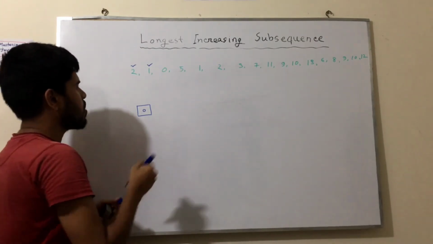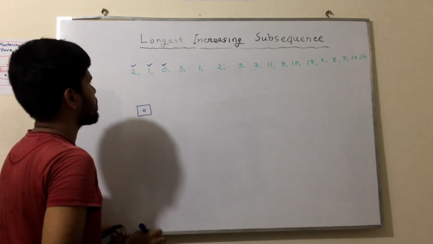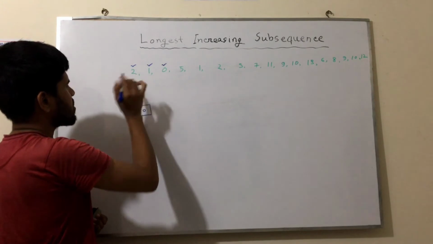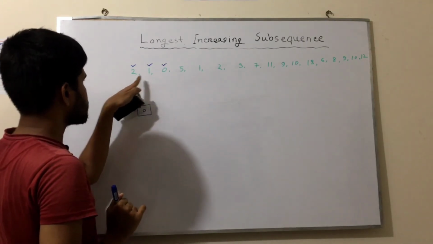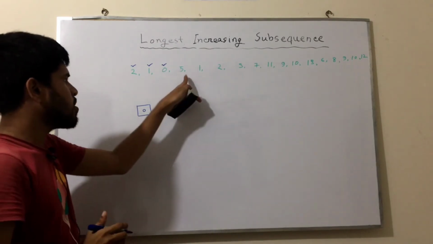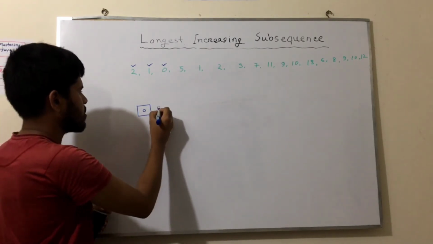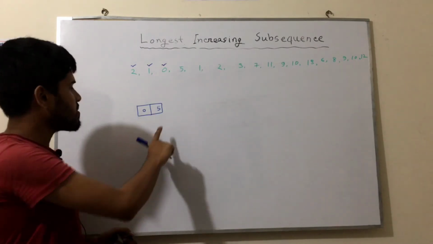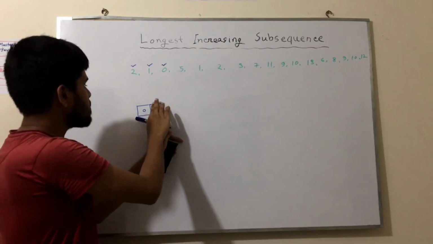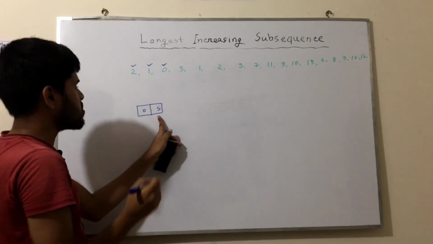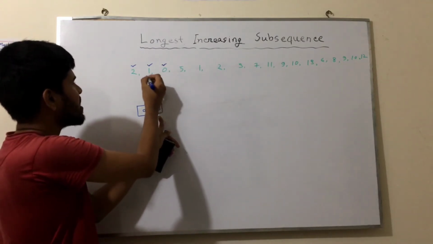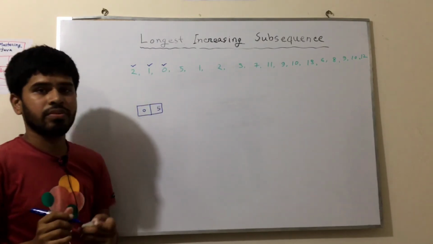Okay, so let's move to the next, 5. We see 5 is greater than 0. 5 is also greater than 1, also greater than 2. So it's fine, we can add 5 here. Now we have the last element 5. What it tells us is that on the left of 5 we have at least one element which is less than 5. We saw that we have 3 separate elements which are less than 5.